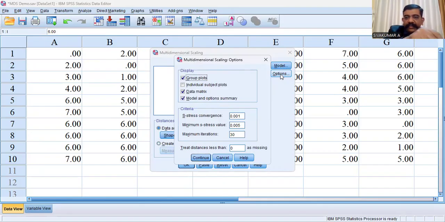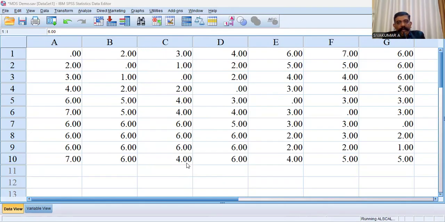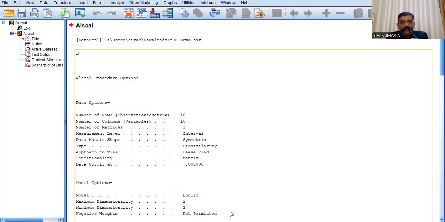Then Options. Please tick. I have already done it. Please understand that you have to tick group plots, data matrix, model and option summary. Then criteria values are default. You need not do anything. Then continue, then okay. Then you should get the output. I will show the output to you. Please wait. Stop share. Okay. Here you can see the output.